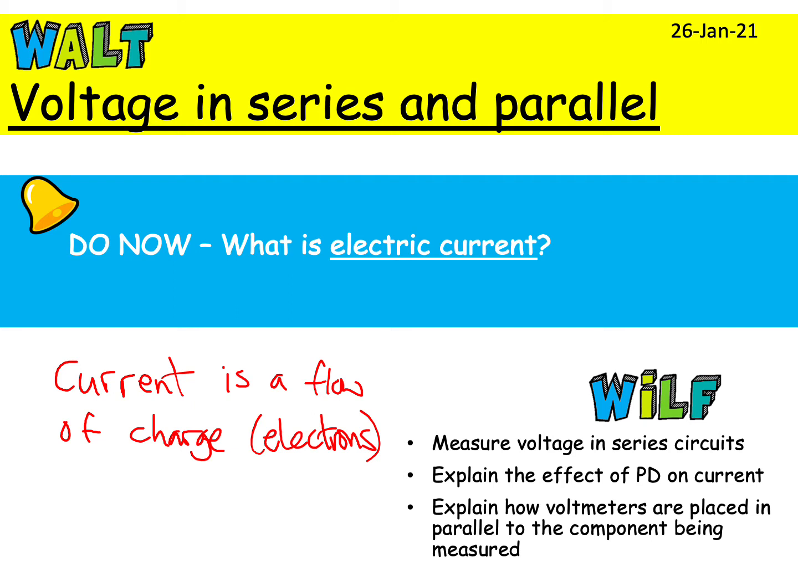Okay, good. So we're going to go on now to look at how we measure voltage in series circuits and in parallel circuits. And we're going to be explaining how voltmeters are placed in a circuit, and we're going to be looking at the effect of potential difference, which is the same as voltage, on current.